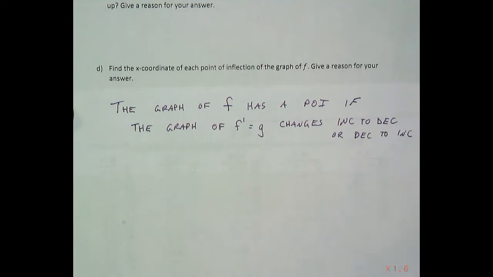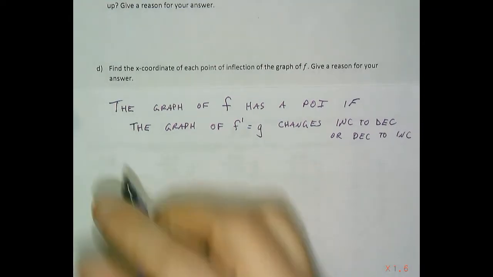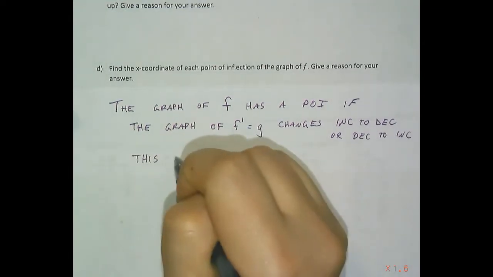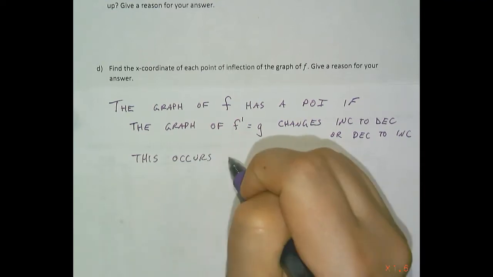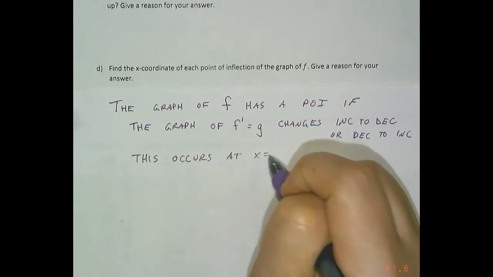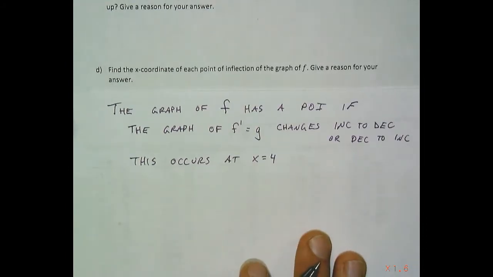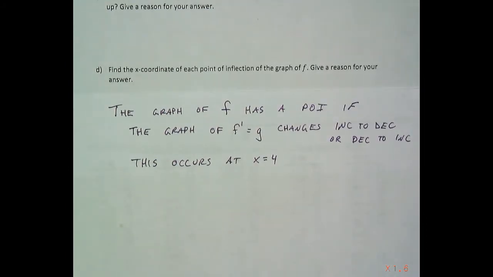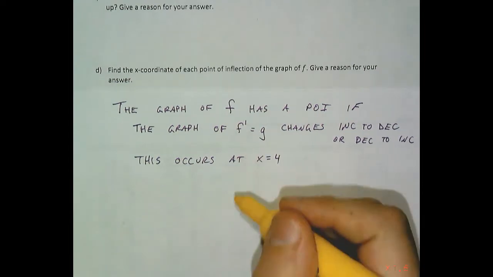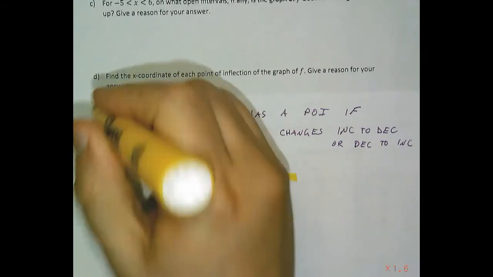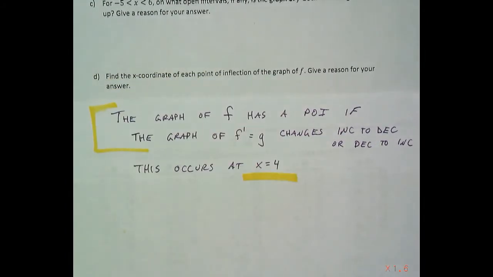And this happens only one time on our graph. This occurs at x equals 4. Now it kind of looks like it wants to happen at all the spots between 1 and 3, but you don't have that transition. You have increasing to constant to decreasing. So the only location is at x equals 4. This is worth 2 points, 1 for identifying the location and 1 for identifying the justification.